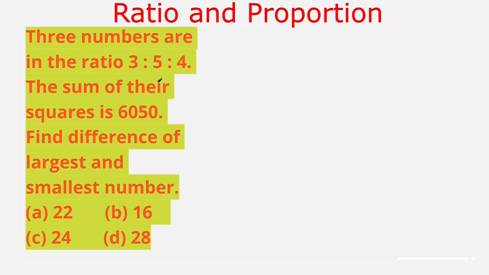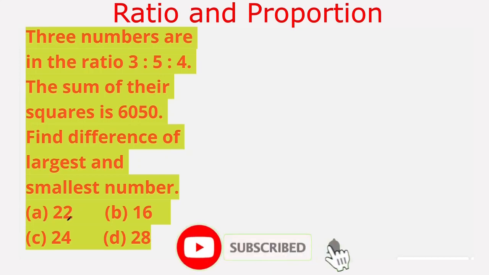The largest number in 3, 5 and 4 is 5. 11 times 5 is 55. And the smallest number is 3. 11 times 3 is 33. 55 minus 33 is 22. And from the given options, our answer is option A. This way we can solve this question orally.